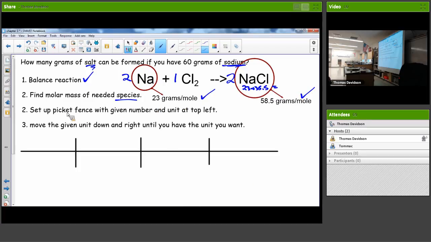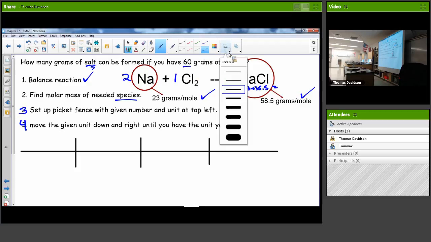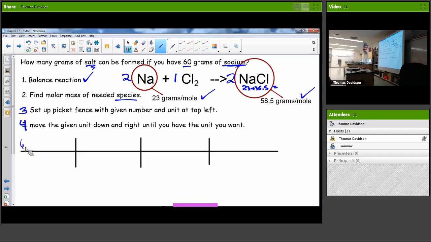All right, number 2, this is really number 3, and this is number 4. Number 3, set up picket fence with given number and unit at the top left. So you look up at your sentence, you're looking for the given number, that's 60. I'm going to thin my pen up here. You are given 60 grams of what?